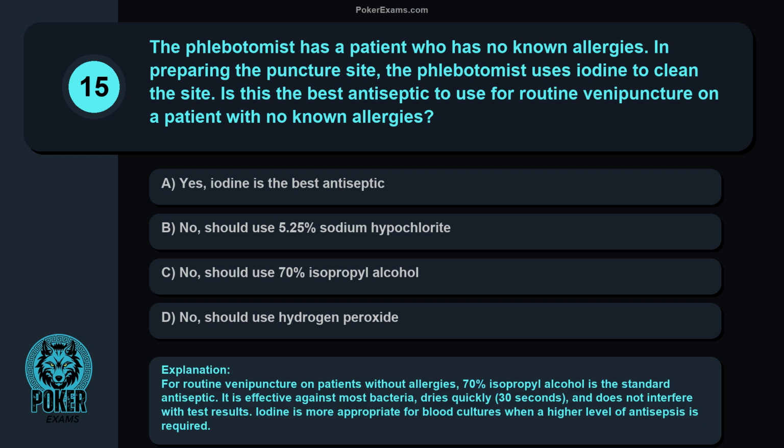For routine venipuncture on patients without allergies, 70% isopropyl alcohol is the standard antiseptic. It is effective against most bacteria, dries quickly, in 30 seconds, and does not interfere with test results. Iodine is more appropriate for blood cultures when a higher level of antisepsis is required.